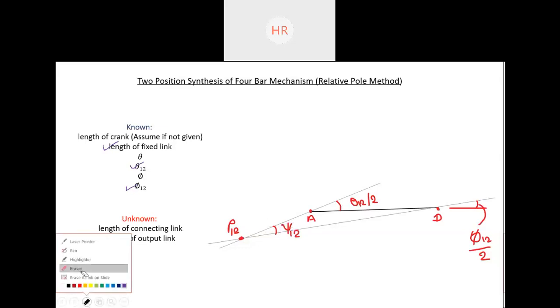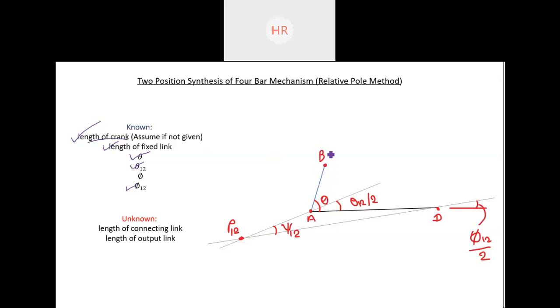Now what will be the next step? For the next step, we have to draw a line at an angle theta whose length is equal to the length of the crank. The line of the crank's length we will draw at the angle theta. Okay, so we will get the location of point B. That is already known to us from the data. So at an angle theta, we have drawn a line of length equal to the length of the crank.